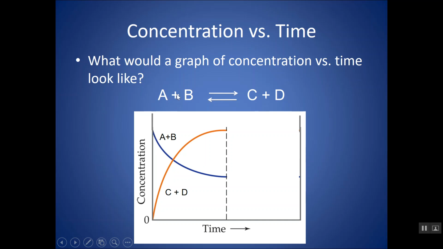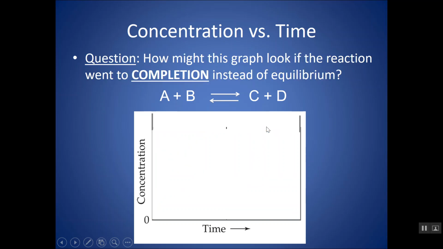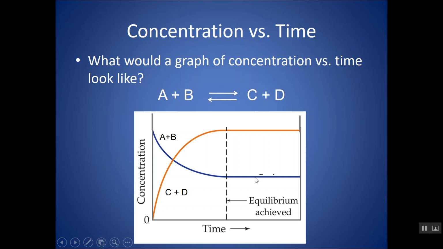Now, again, if I'm starting with all reactant, I'd have my highest amount of reactant to start with, and if I start with no product, I'd start at 0, and the concentration of the product over time would go up. Concentration of reactant over time would go down until eventually they are constant. Notice they don't have to be the same value. Okay, product, here I have more product than I have reactant, and that's okay. But I do have some of each present, and they are constant over time.